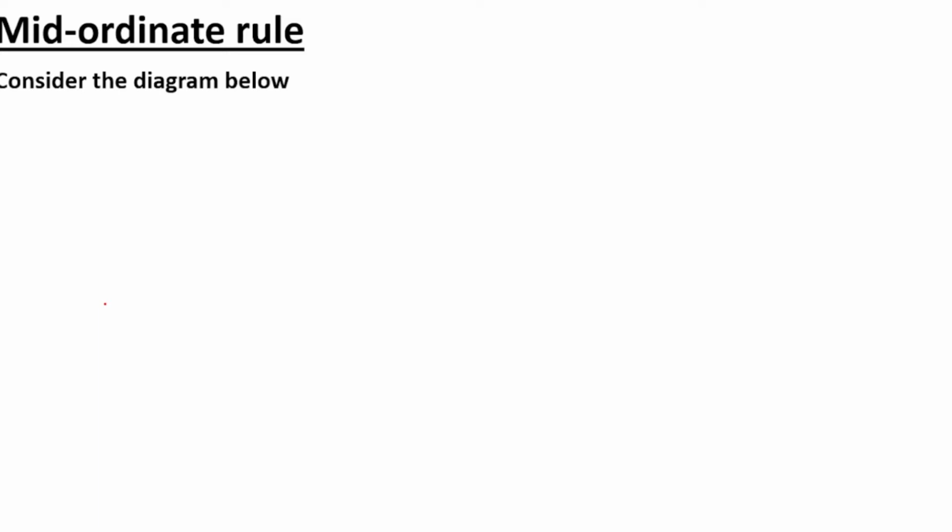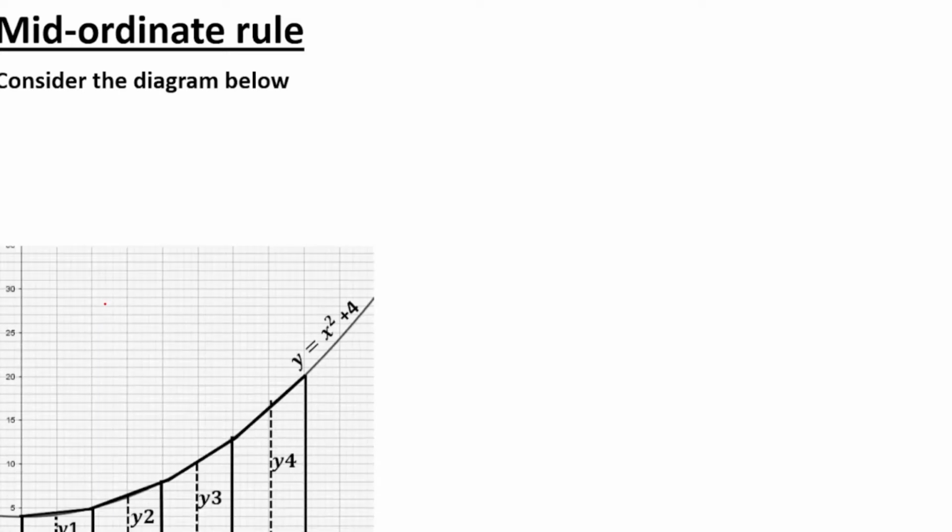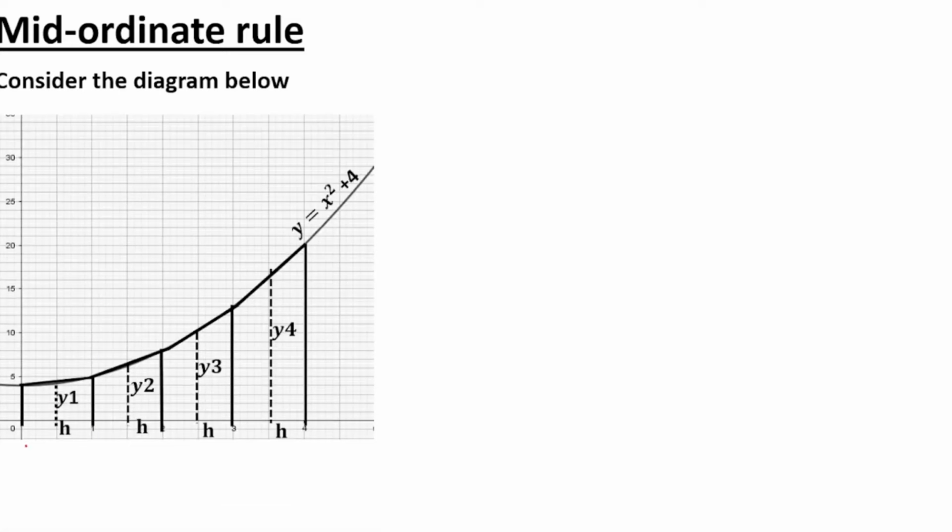Consider the diagram given below. This diagram that we have is a curve whose equation is y is equal to x squared plus 4. We have an area that is bounded by the curve y is equal to x squared plus 4, and the lines y-axis or x is equal to 0, the x-axis, and the line x is equal to 4.